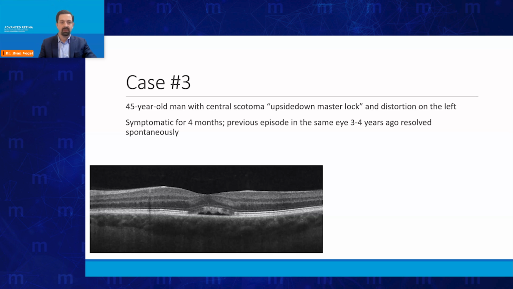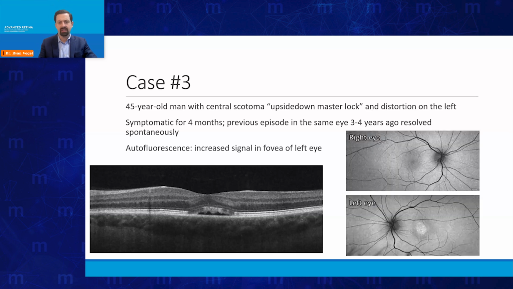We did get an autofluorescence image. And one thing to note here is that in that left eye, we do see increased signal or hyperautofluorescence in the fovea, which is suggestive of the accumulation of lipofuscin. So he's probably undergoing some degree of damage to the retinal pigment epithelium due to this long-standing fluid. So given his recurrent symptoms, as well as the chronic nature of the symptoms, we decided to offer treatment.